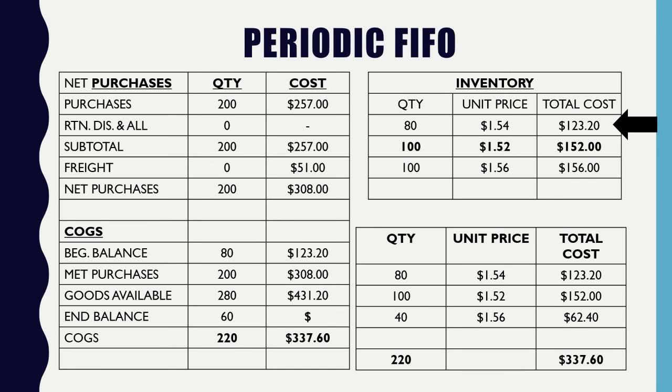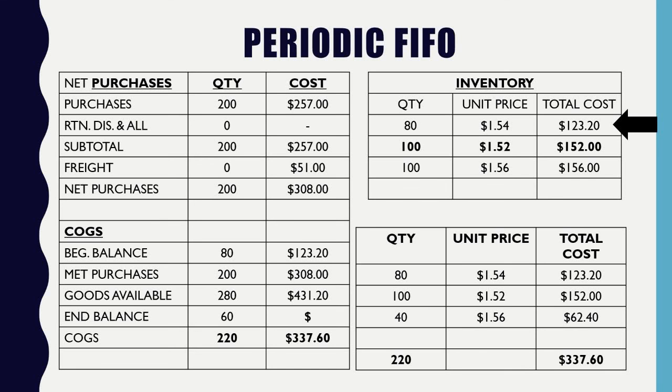As you can see in the top right corner, I have inventory of 80 items costing me $1.54 per item. I also recorded my 100 items that cost me $1.52. And then my third batch here is another 100 items at $1.56.